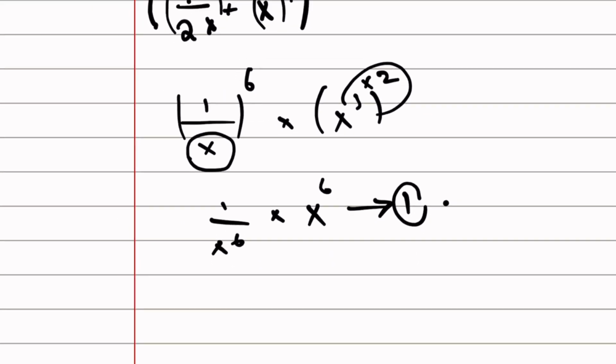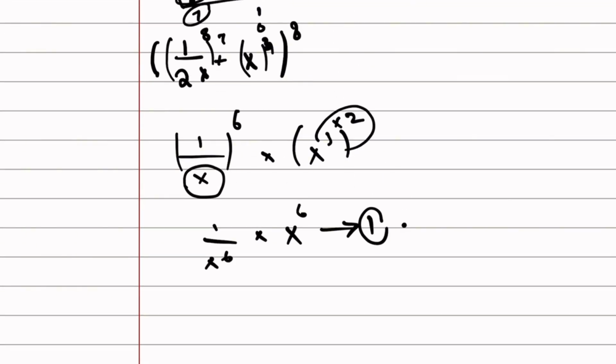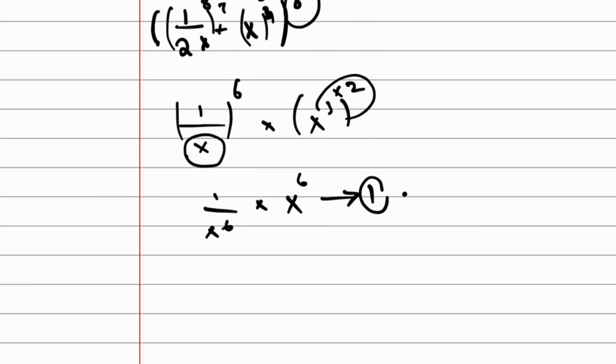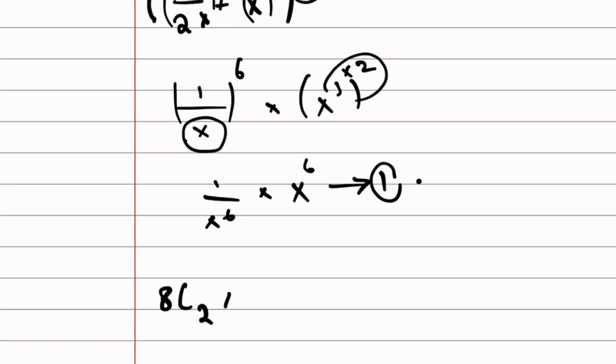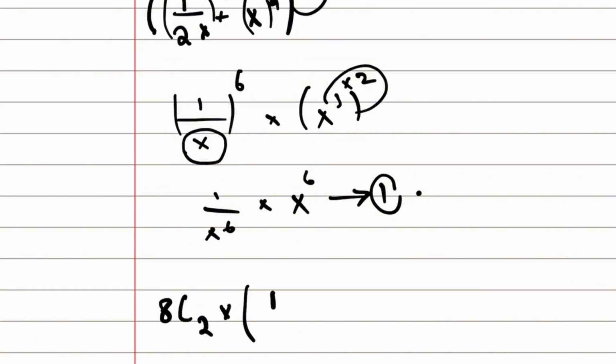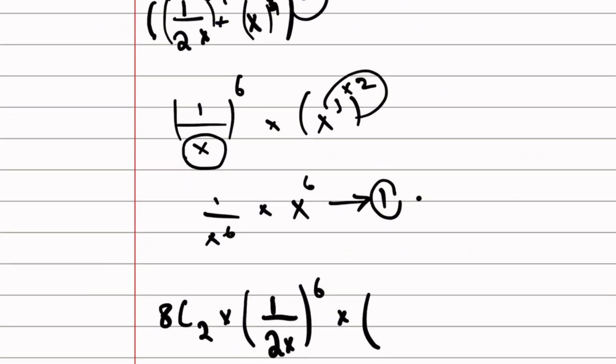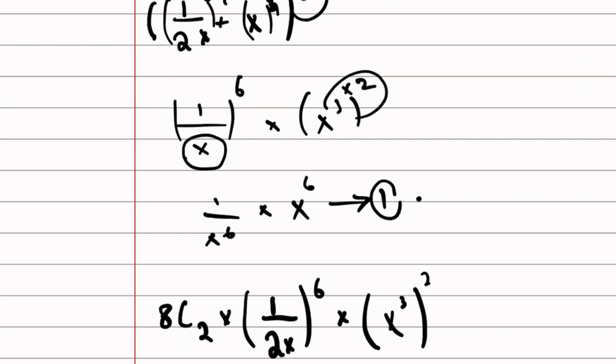So let's try to find that term now. Obviously you don't really know the number of the term. You don't need to, because you know that the 2, which is the power of the second term, is supposed to give me the r, and the n is supposed to be 8. And so here I can apply the formula directly. I can say it's 8c2 multiplied by 1 over 2x raised to the power of 6 times x to the power of 3, and the whole thing raised to the power of 2.